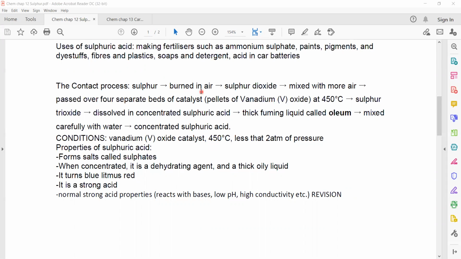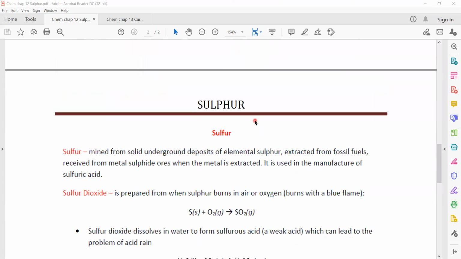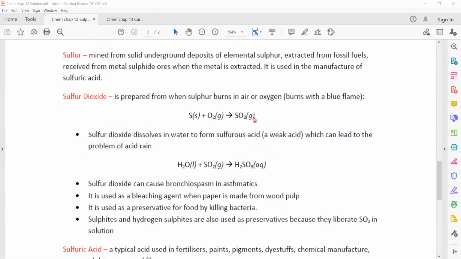First, we burn sulfur to produce sulfur dioxide. Sulfur dioxide is mixed with more oxygen because the reaction is reversible, and passed over a pellet of vanadium pentoxide around 450 degrees centigrade to form sulfur trioxide, and that is dissolved in sulfuric acid to form oleum. Oleum is diluted with water to form sulfuric acid. The reaction conditions: catalyst, 450 degrees centigrade and 2 atm pressure.